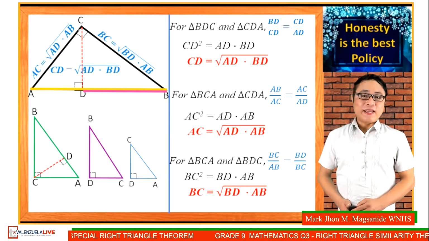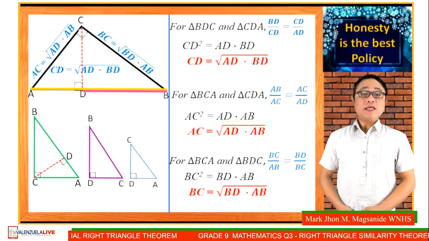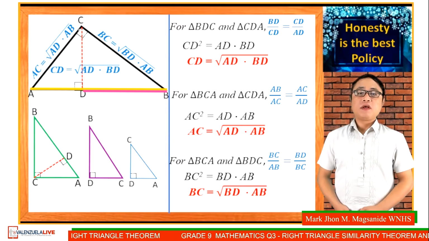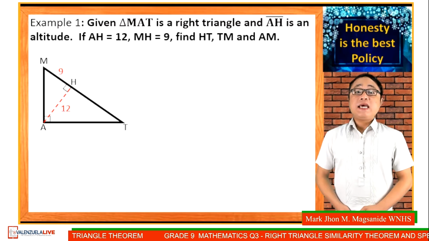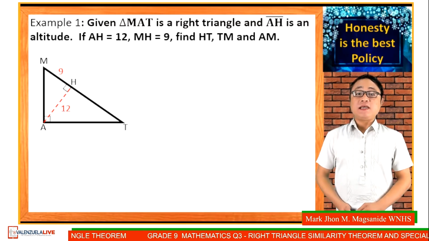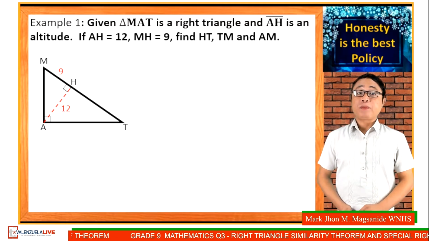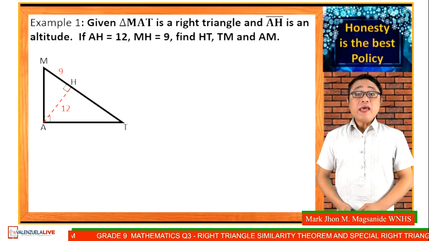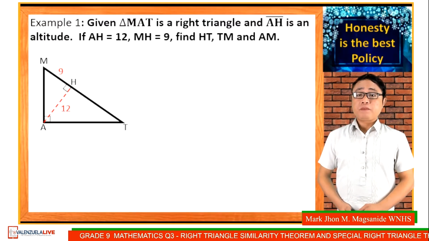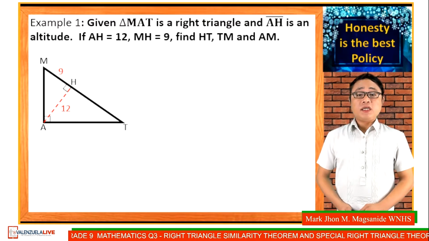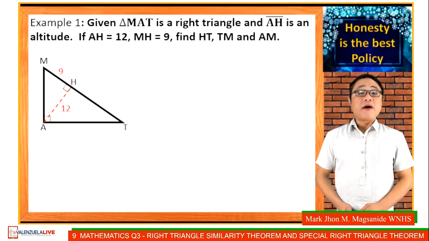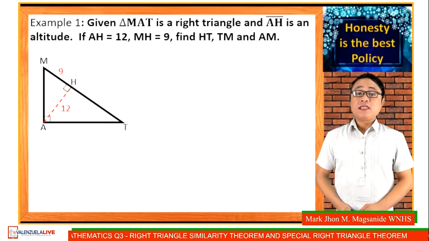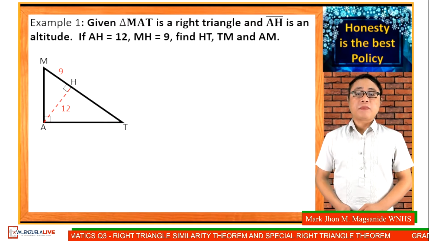And let us now apply this theorem in these examples. For example 1, given triangle MAT is a right triangle and AH is an altitude. If AH is equal to 12 and MH is equal to 9, find HT, TM, and AM.